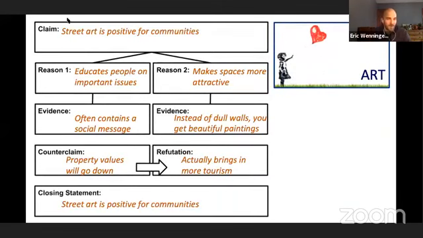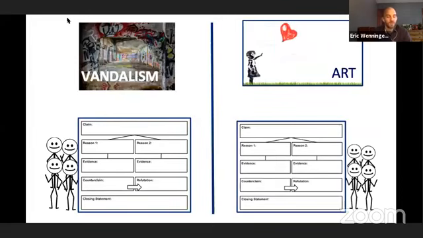So if we look closer at this graphic organizer, right? This is one that I found on Google. It's more of a common graphic organizer. I didn't invent it. But it starts by making a claim, right? So my claim here: street art is positive for communities. And then I have a spot to give 2 reasons. Reason 1, it educates people on important issues, and it makes spaces beautiful and attractive. These students found these reasons in the article. Some evidence for this: well, it often contains a social message, right? So social messages are important issues.